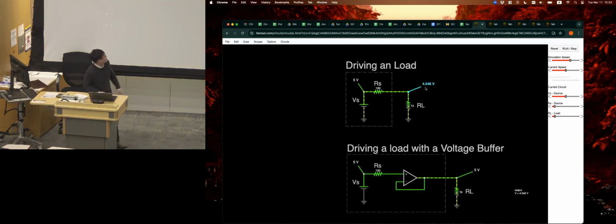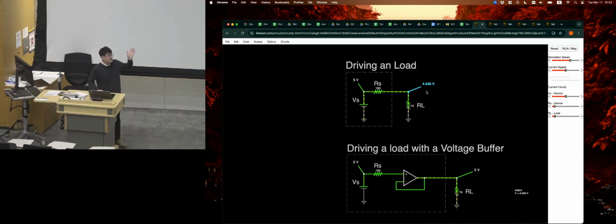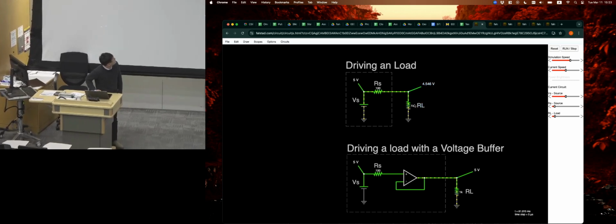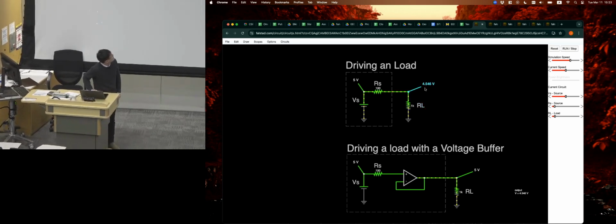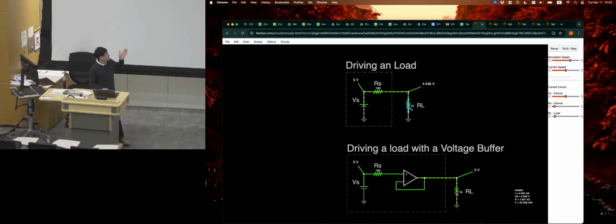So on the top is basically the version of what we just discussed, purely a voltage divider circuit. And if we change the load value, even at this, if we have an internal resistance of 100 and a load value of 1K, the output value is roughly 4.5, while the desired value we want to output is 5 volts.